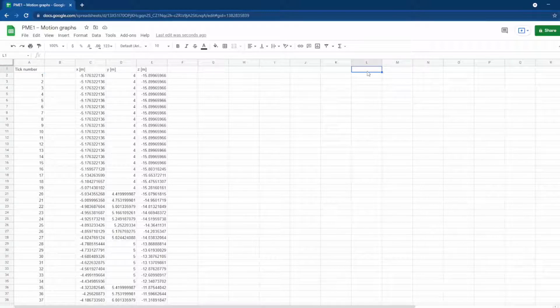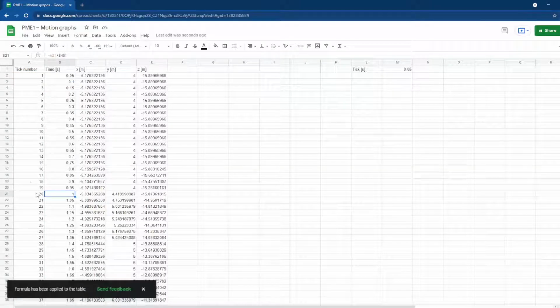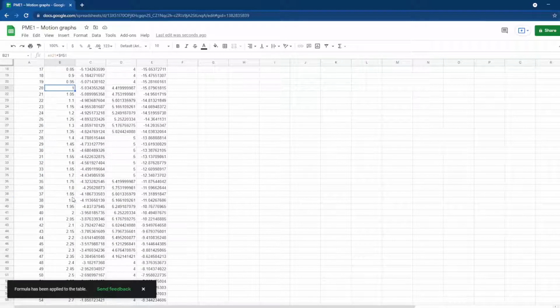I will also add a constant. That is 1 tick in seconds. We know that 1 tick is 1/20th of a second, so that's our time constant. We can also use this knowledge to calculate the actual time that has passed since we started the experiment. So that would be in seconds, and that's the tick number times the length of the tick in seconds. Now, this is a constant, so I need to press F4 to lock the value, press enter, and then autofill. You can see that after 20 ticks, 1 second has passed, and so on.